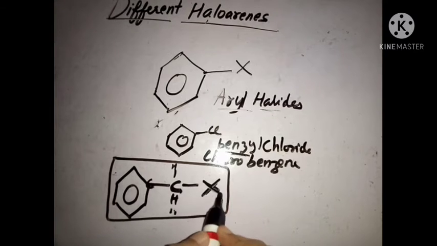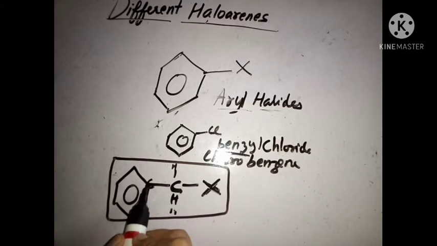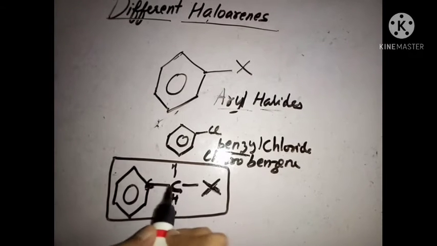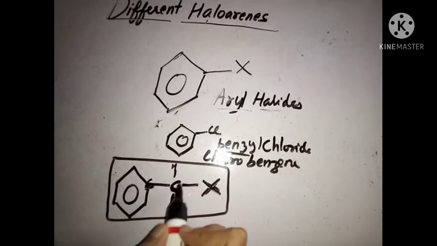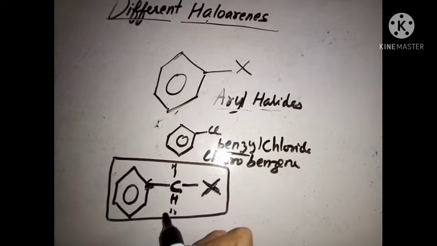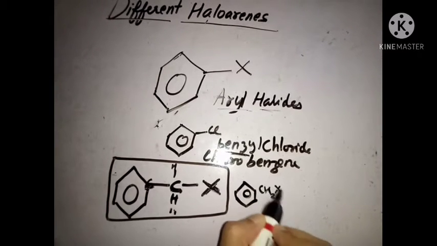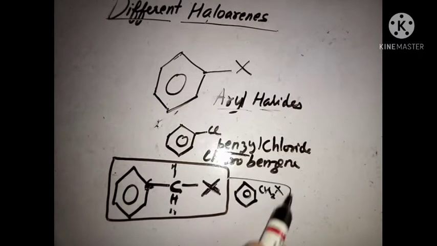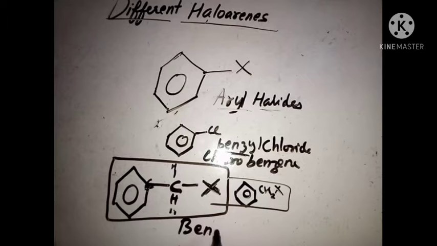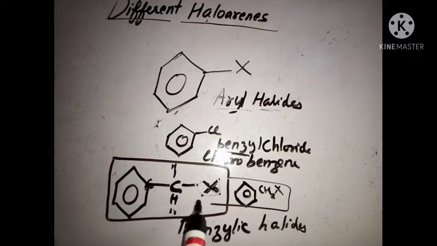Only thing is that this halogen is not directly attached to the carbon of the benzene ring, but it is attached to the carbon which is in turn attached to the benzene ring, and its other two valencies are satisfied by hydrogen. So this structure, C6H5, then CH2, and then halogen, is known as benzylic halides. So if in place of this X I take chlorine, it will be benzylic chloride.